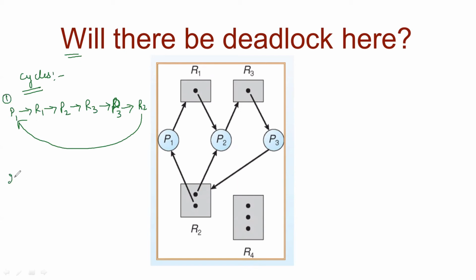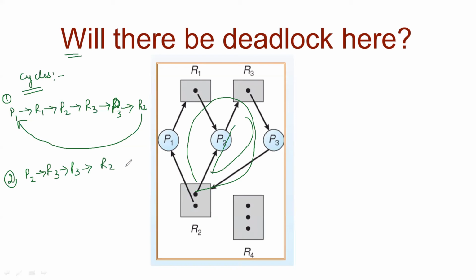Is there any other cycle that you are able to identify? Yes, we are, which is this cycle. Okay, this one. And one was this outer cycle. So let's talk about the inner cycle. It is P2 to R3, R3 to P3, P3 to R2, and again R2 to P2. So these are two minimal cycles that we are able to identify in our system.